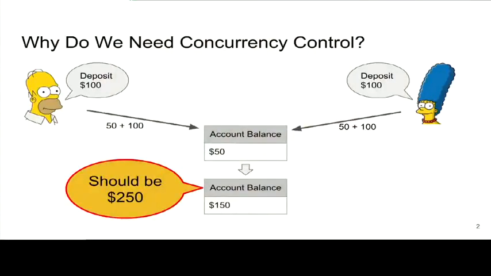Okay, so as you can tell from the title, this is about concurrency control. So why do you need concurrency control? Imagine that you and your spouse both have a shared bank account and both of you want to deposit $100. If both of you do this concurrently, then you'll execute the same transaction, 50 plus 100, and the resulting balance will be 150, but it should be 250. So this is not correct.